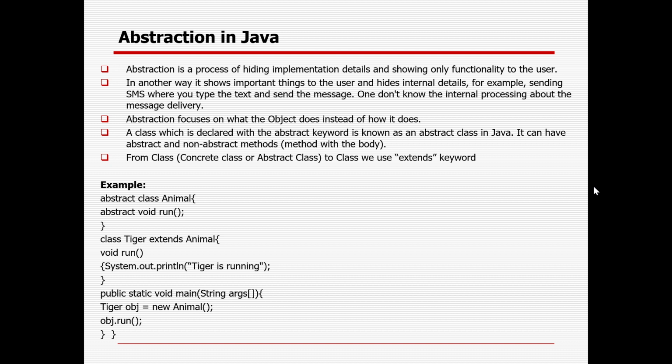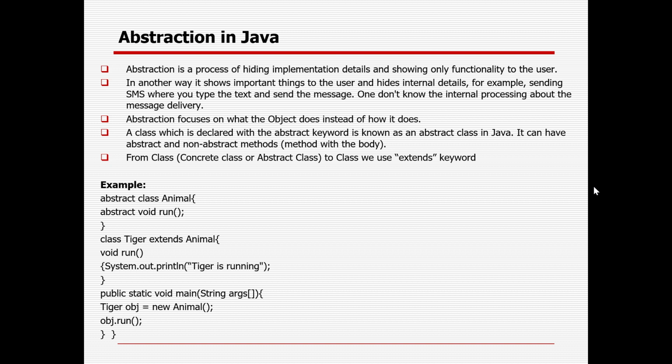A class which is declared with the abstract keyword is known as an abstract class in Java. It can have abstract and non-abstract methods. An abstract method cannot have any body, and a non-abstract method can have a body inside it. If you want to define a method as abstract, your class needs to be an abstract class. A normal class cannot have an abstract method, but an abstract class can have a combination of abstract and non-abstract methods.